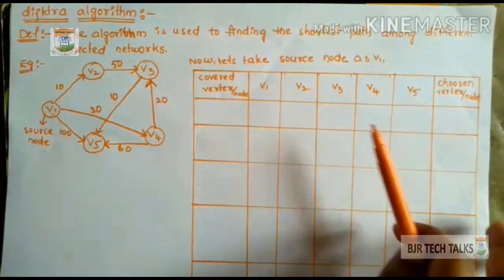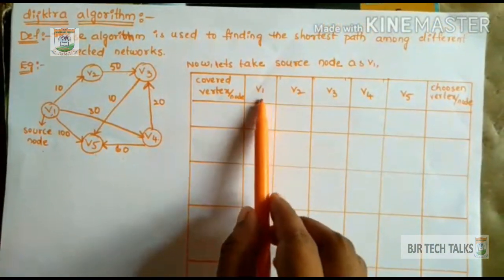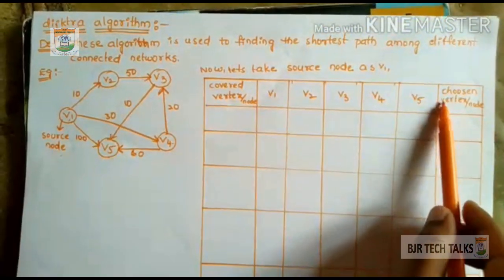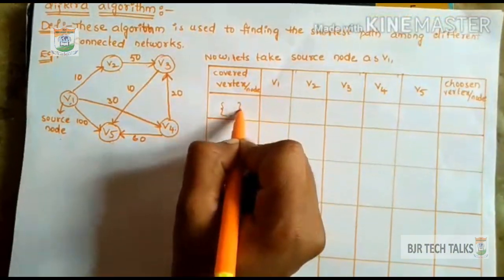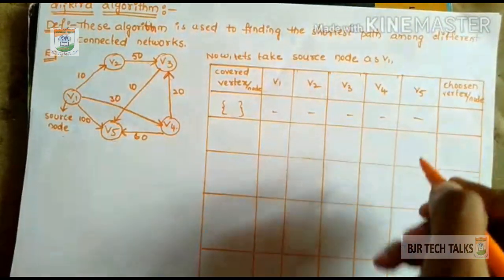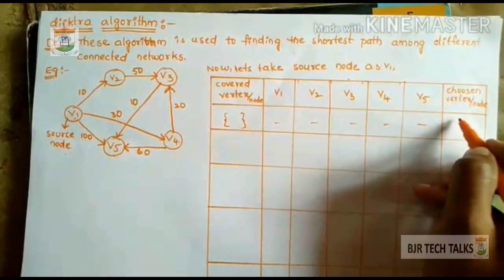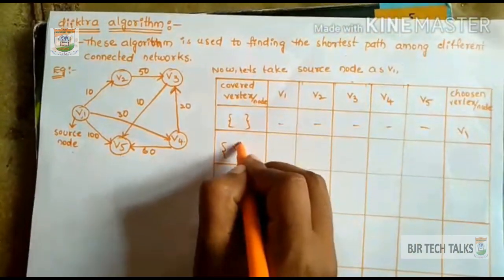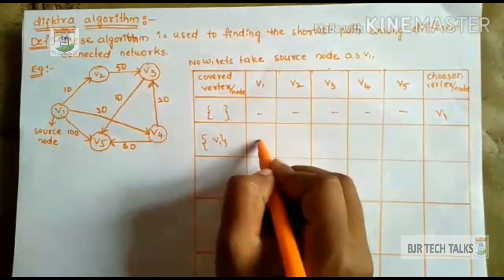Now let's see the table that has the covered vertex, the nodes V1, V2, V3, V4, V5 and the chosen node. First, we have not covered any vertexes, so none is taken. V1 is the source node, so it is taken as the chosen vertex. Now we have covered the V1 vertex. The distance from V1 to V1 is 0.